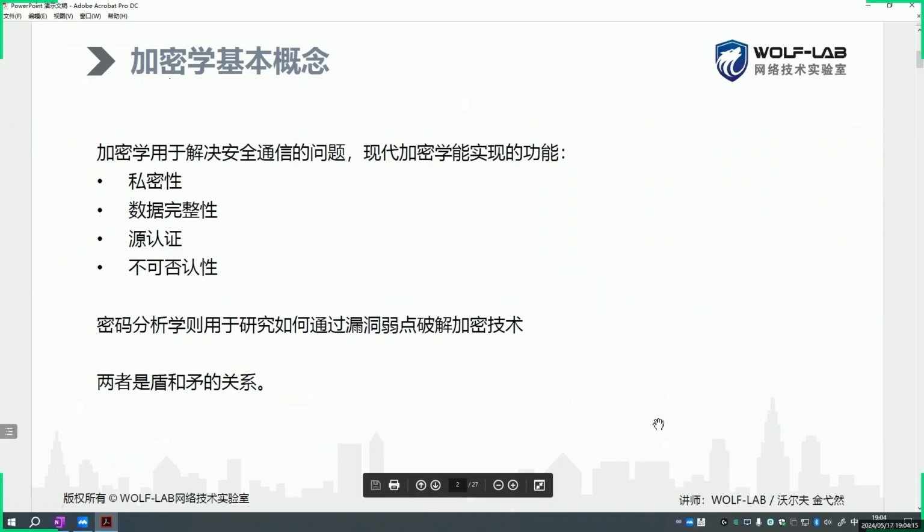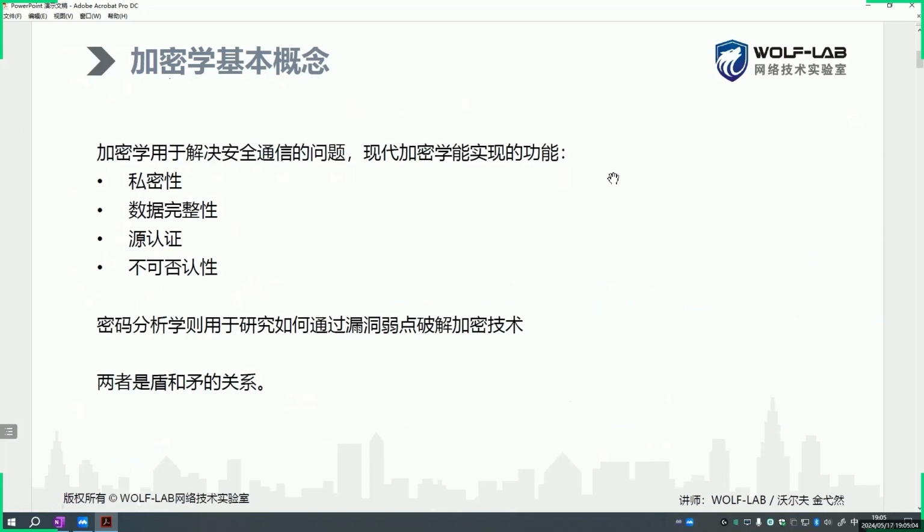Here, there are a few basic concepts in cryptography. When we were discussing network security earlier, we mentioned confidentiality, integrity, and we also talked about availability. But from the perspective of cryptography, we not only need to ensure confidentiality and integrity, there are also two more things: source authentication and non-repudiation. If we use modern cryptography to solve our problems with secure communication, it can achieve confidentiality, integrity, source authentication, and non-repudiation. We will discuss these later.